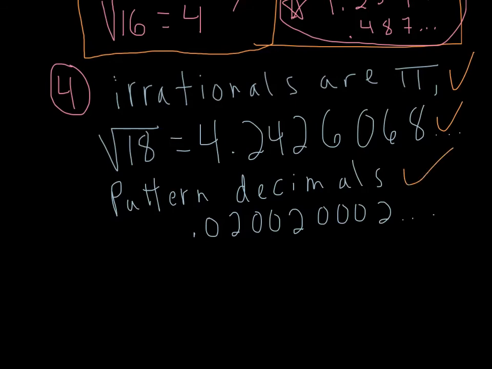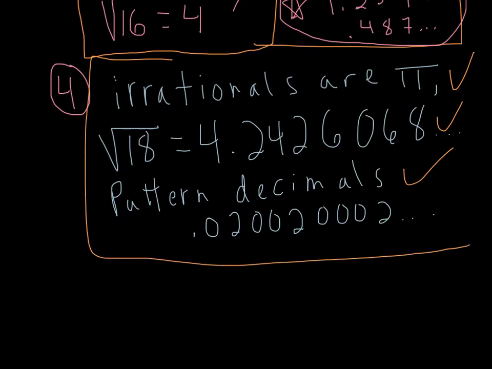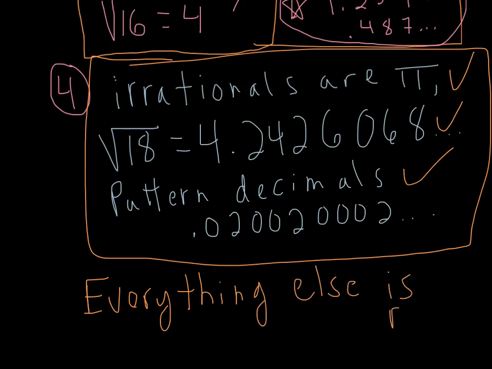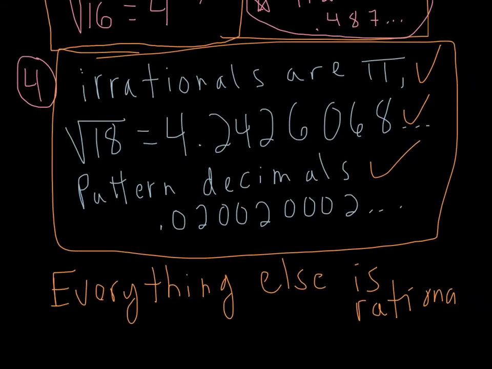So if it's one of those 3 things, then it's irrational. So one of these 3 things is irrational. Everything else is rational. Everything else is rational. So, get all this copied in box 4. Pause it if you need to, and then I'll continue with just 1 or 2 examples.